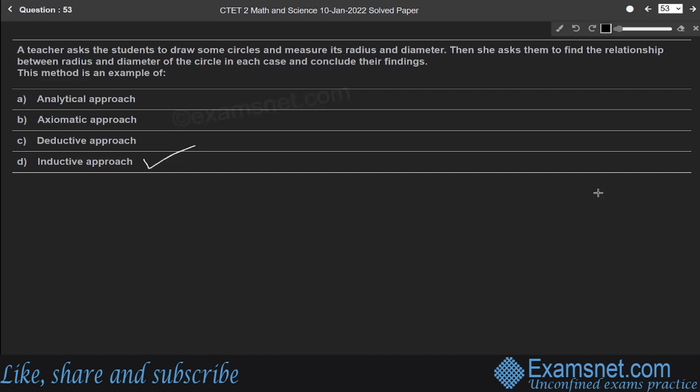In the above example also, the teacher insisted the students compare the diameter and radius of various circles and finally form a relation between them. Therefore, option D, inductive approach, is the right answer.